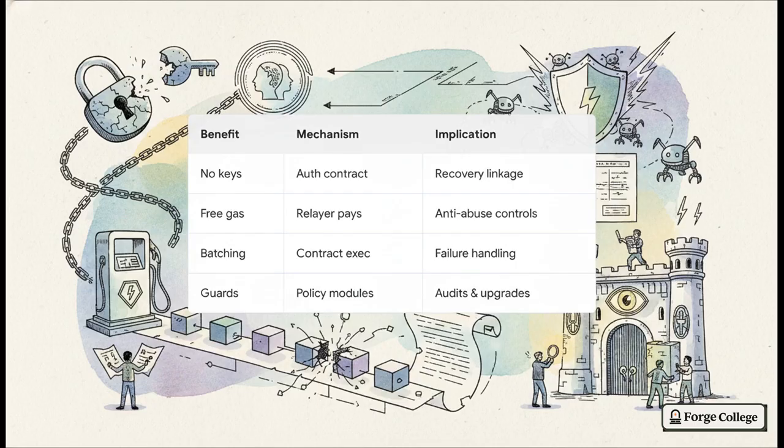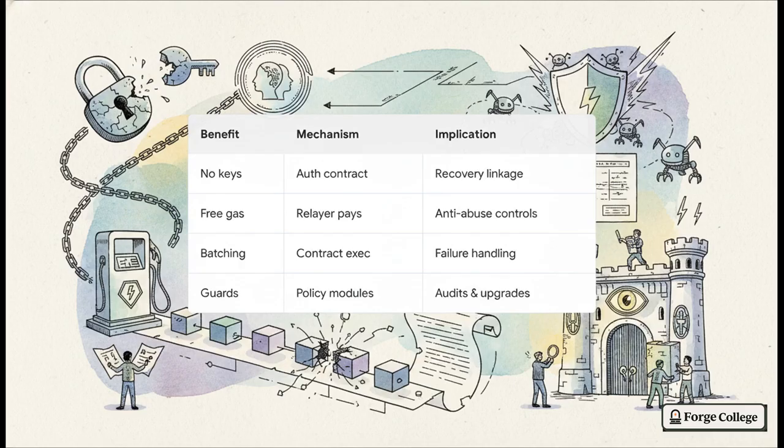But the operational baggage is that you, the developer, now have to build entirely secure recovery and identity linkage systems. Want sponsored gas? Sounds great. A relayer pays for it. But now you're on the hook to build tight cost accounting and anti-abuse controls. Otherwise, bots are going to drain your relayer's funds in seconds.